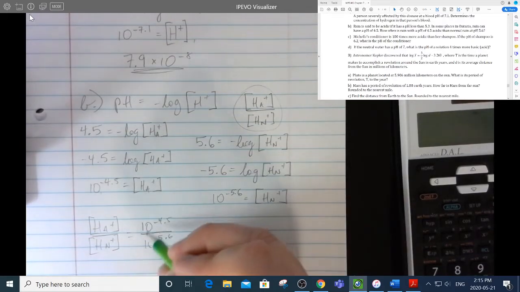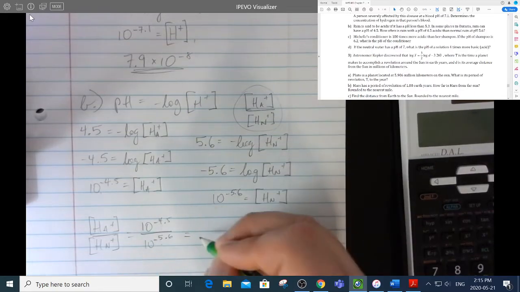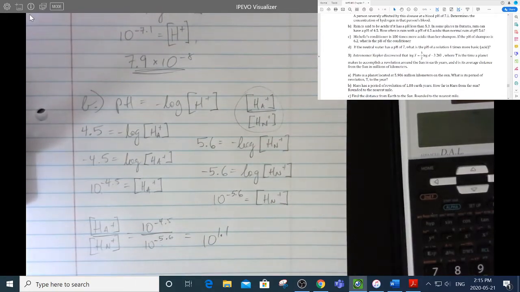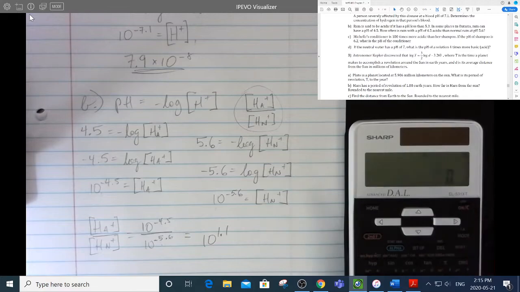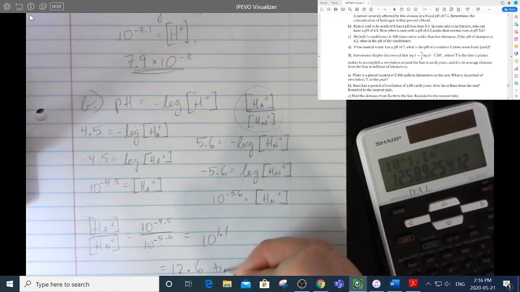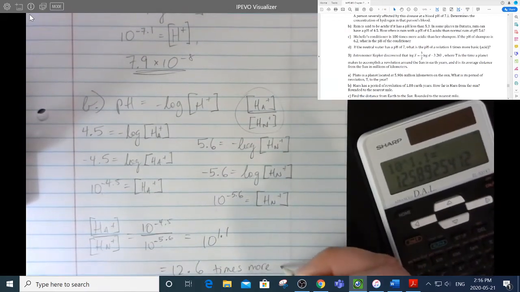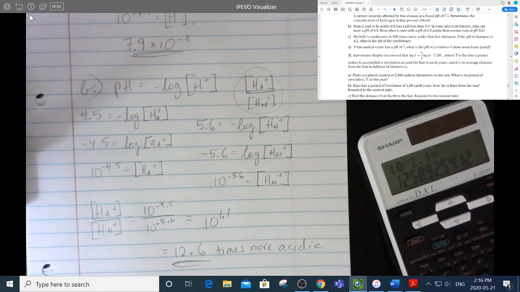And remember when you divide two exponents that have the same base, you can just subtract their exponents. So negative 4.5 minus negative 5.6 is like saying negative 4.5 plus 5.6. So that's actually 10 to the 1.1. And that I have to punch in my calculator because I don't know what that is. I don't know if you can see that. I might be too high. 10 to the power of 1.1. And boom, that's where they get their answer of 12.6 times more acidic. And there we go. So that's how they got 2B.